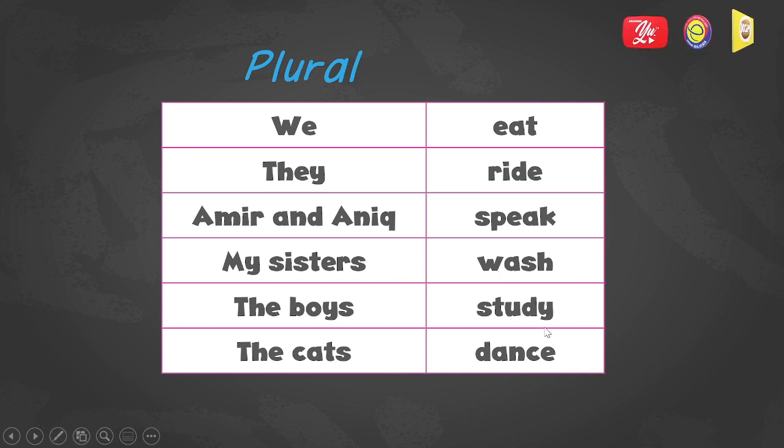So s tak nak kawan dengan s. Okay, so kalau subjek tak ada s, kata kerja kena ada s. Kalau subjek ada s, then verb tak ada s.